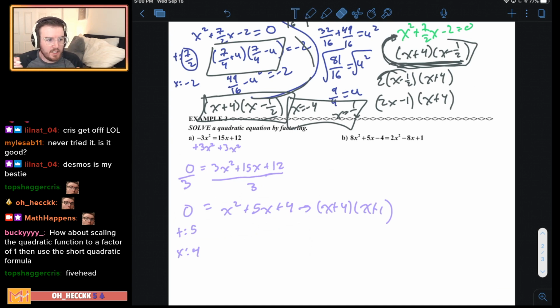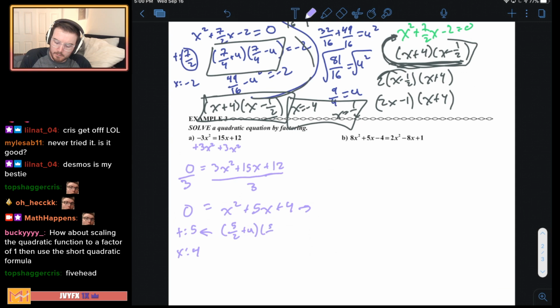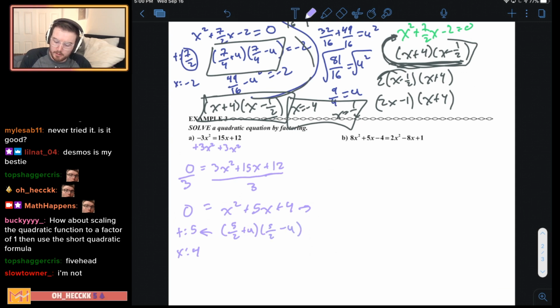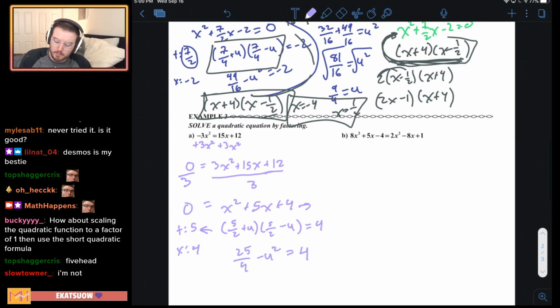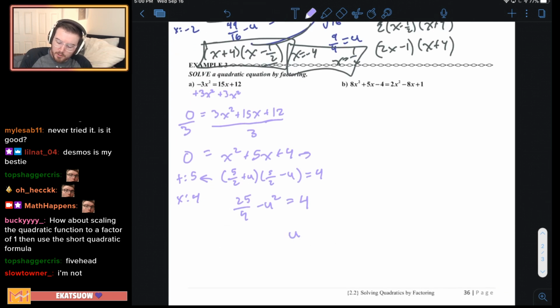If you can just kind of guess and check in your head, then great. But that's not what I'm here to do. I'm not here to guess and check. I'm here to get it right. So like I said, we take half the b value and we break it up like so. So let's crank this out. 5 halves times 5 halves is 25 fourths minus u squared. Gonna add the u squared to one side, add the 4 to the other side.